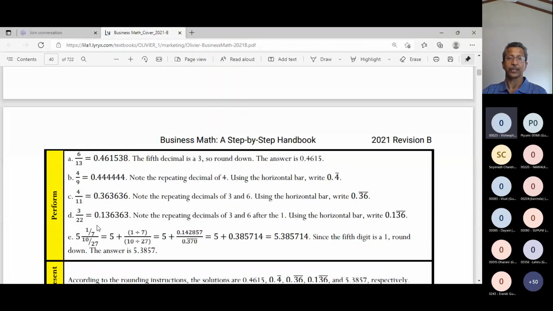Okay, calculations with examples. If we take 6 divided by 13, it is 0.461538. To 4 decimals, that is 0.4615. The next digit is 3, so there won't be any addition. 0.4615 is the answer. Okay. Here 4 divided by 9 is 0.444, then you put a line on top of the 4.